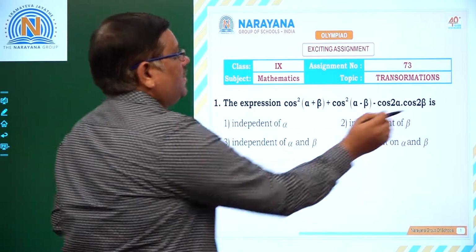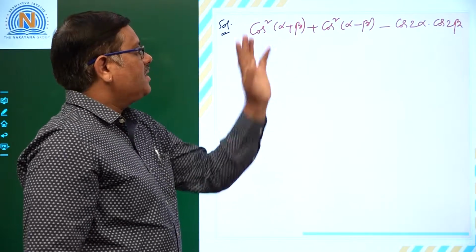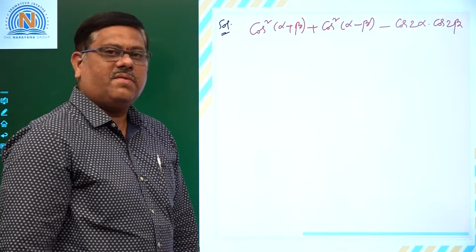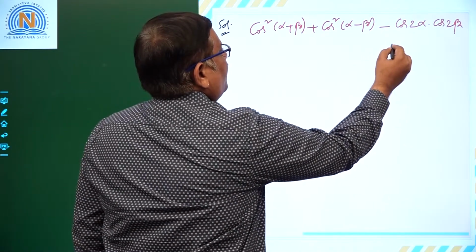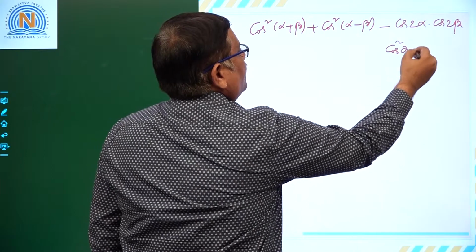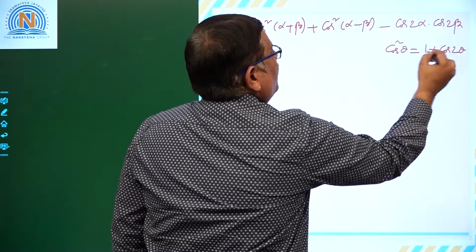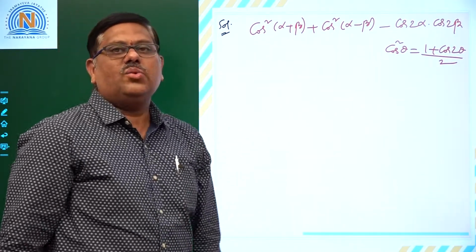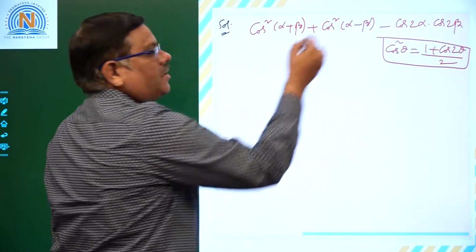Let us start. The given expression is cos square of (alpha plus beta) plus cos square of (alpha minus beta) minus cos 2 alpha times cos 2 beta. Now we know that cos square theta can be written as (1 plus cos 2 theta) by 2. This is the formula I am going to use here.